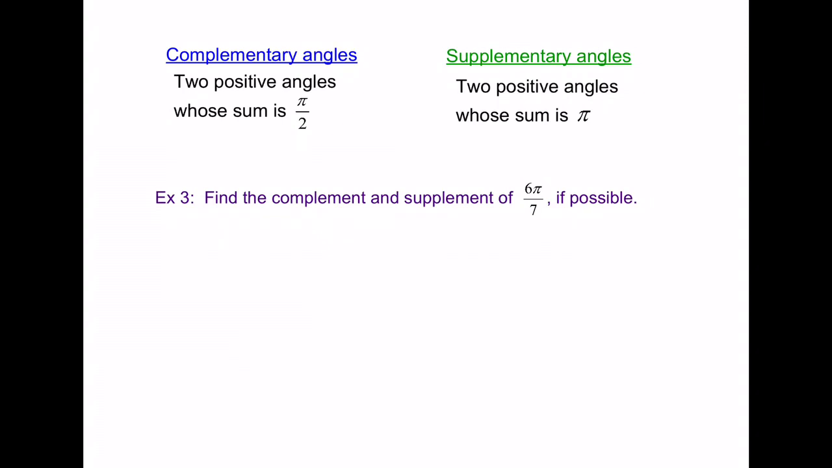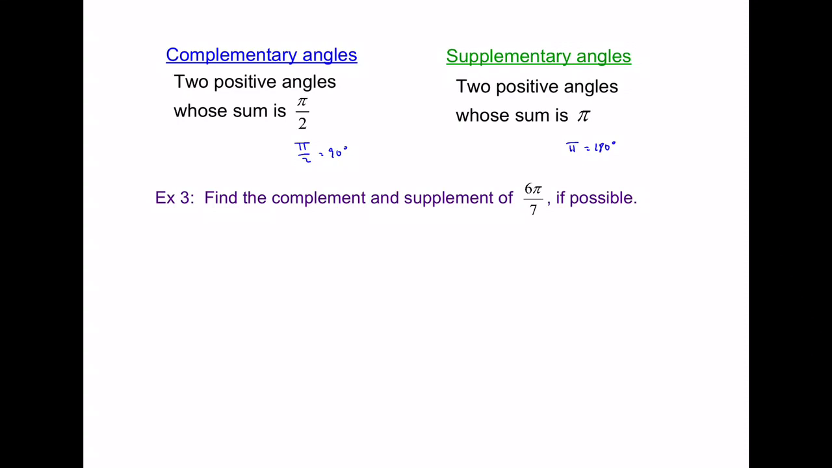Complementary and supplementary angles, if you remember from geometry: complementary angles are two positive angles whose sum is 90 degrees. We're going to work on radians more in trigonometry, so whose sum is pi over 2. Supplementary angles are two positive angles whose sum is pi. Once again, remember that's 180 degrees. So pi over 2 radians is equivalent to 90 degrees, and pi radians is equivalent to 180 degrees. So there are your complementary and supplementary angles.